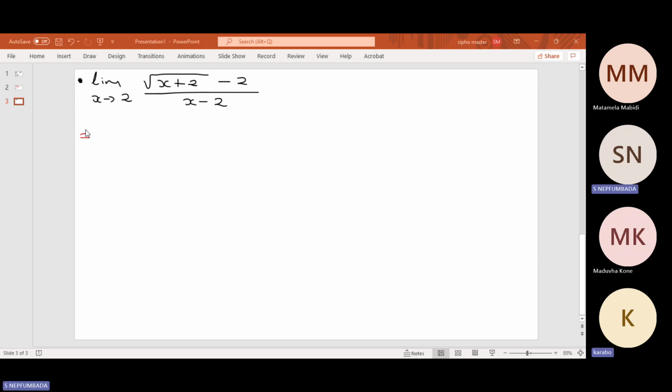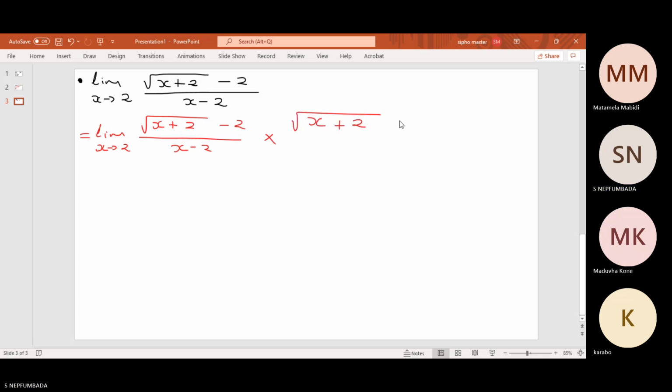So now, if we do a direct substitution, we're going to get undefined. But if that's the case, on this kind of an equation, we're going to multiply by the conjugate. Conjugate, we get it from the one that has a square root. This is minus 2 divided by x minus 2. Then multiply by the conjugate of the square root, which is the square root of x plus 2 plus 2, divided by the square root of x plus 2 plus 2. Conjugate is just a matter of changing the sign.